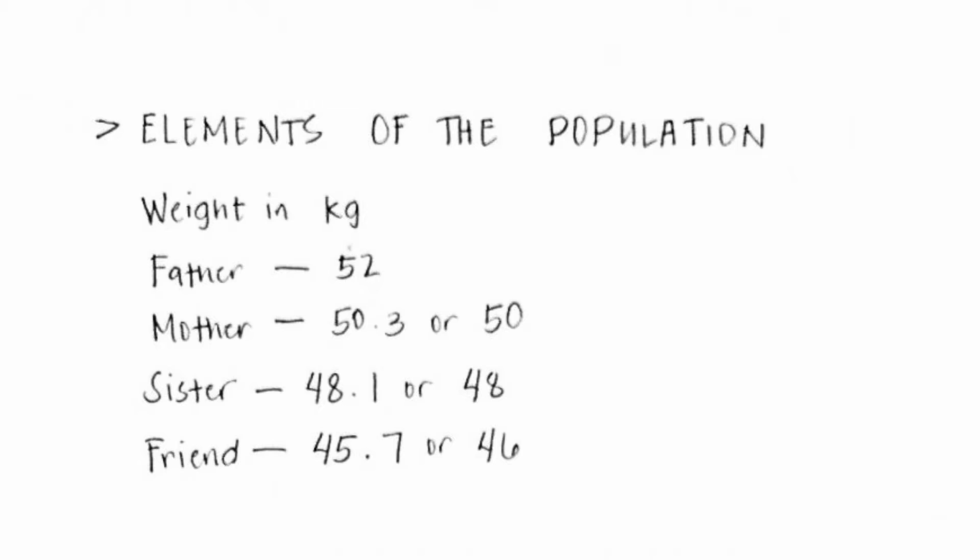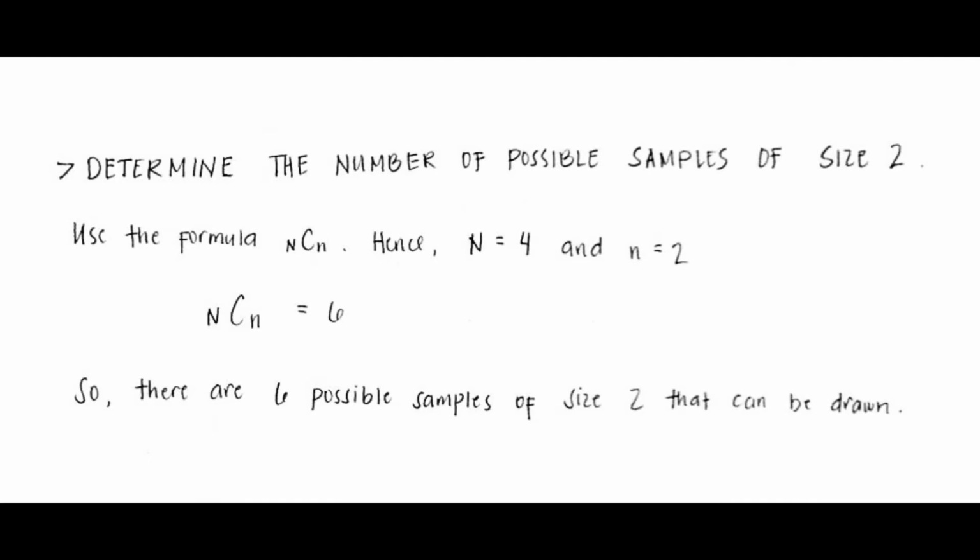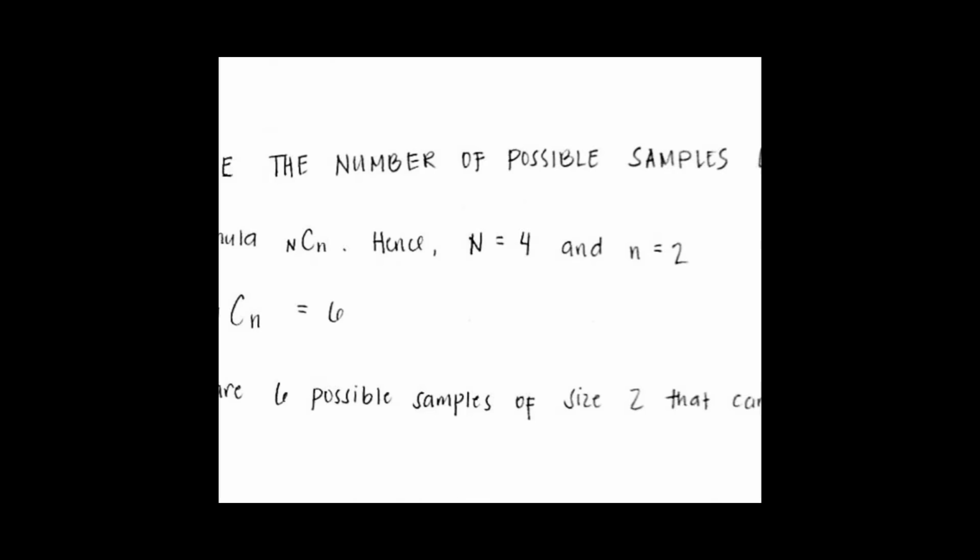First, we should list the elements of the population, which is the weight in kilogram of my family members and a friend, that are rounded off to a whole number. Second, determine the number of possible samples of size 2. Use the formula NCn. So, there are 6 possible samples of size 2 that can be drawn.